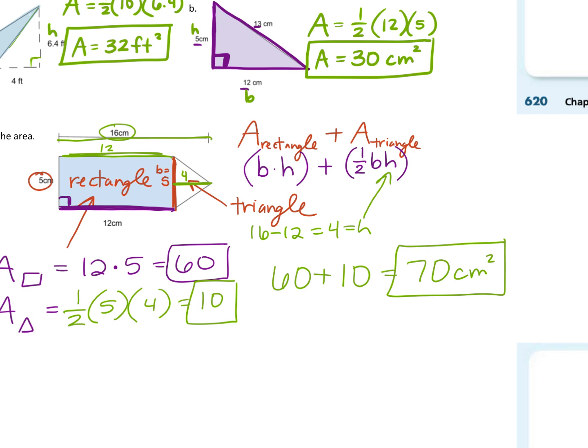Okay, here's what I'm going to do. I'm going to put several triangles on the board. You don't have to come up. I'm just going to put several up there, and you guys are going to tell me which one is your B and which one is your H.